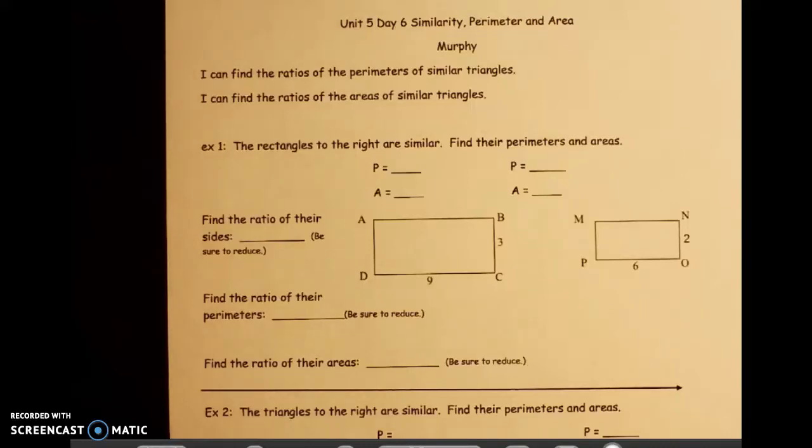Today we're still in Unit 5. We're on Day 6. We're looking at similarity and how it relates to perimeter and area. So we're going to start with number 1.